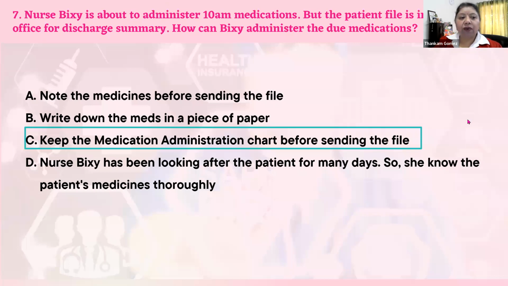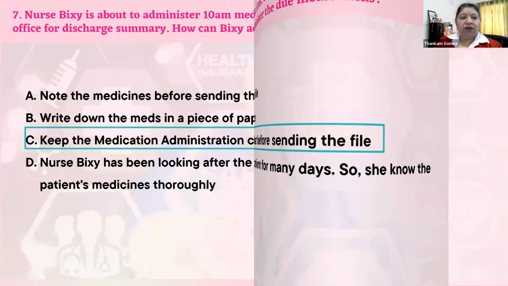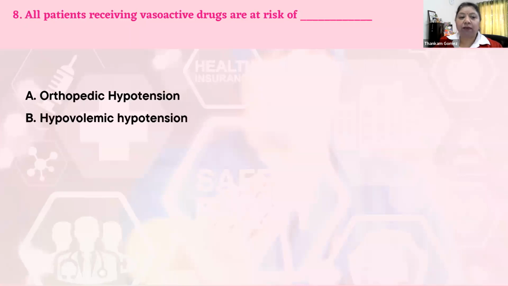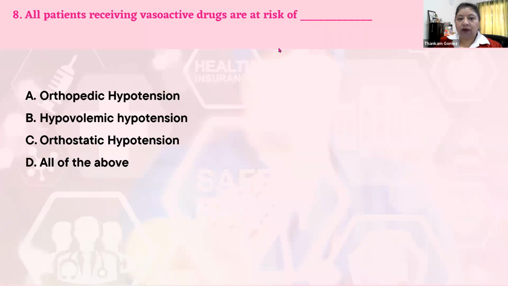So I'm very happy to see a lot of people got the flavor of this discussion today. Okay. So next one: all patients receiving vasoactive drugs are at risk of orthopedic hypotension, hypovolemic hypotension, orthostatic hypotension, all of the above. So I'm watching the chat box. What is your answer? Can some people type it into the chat box?